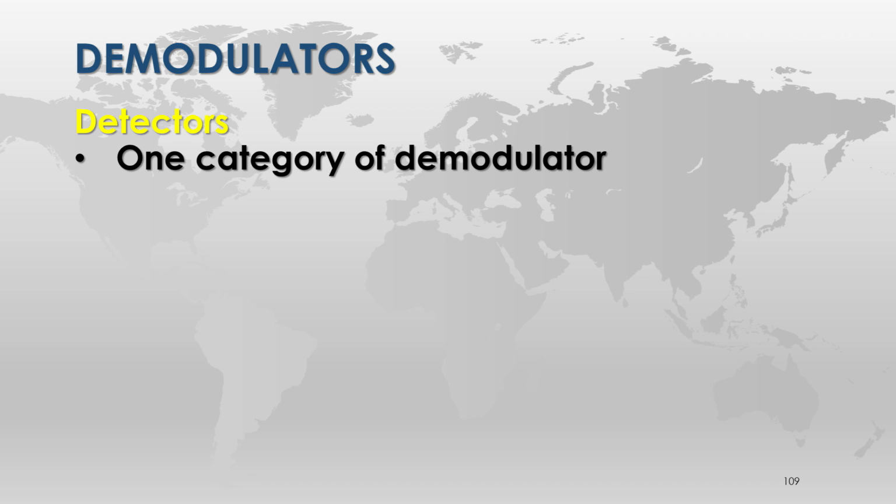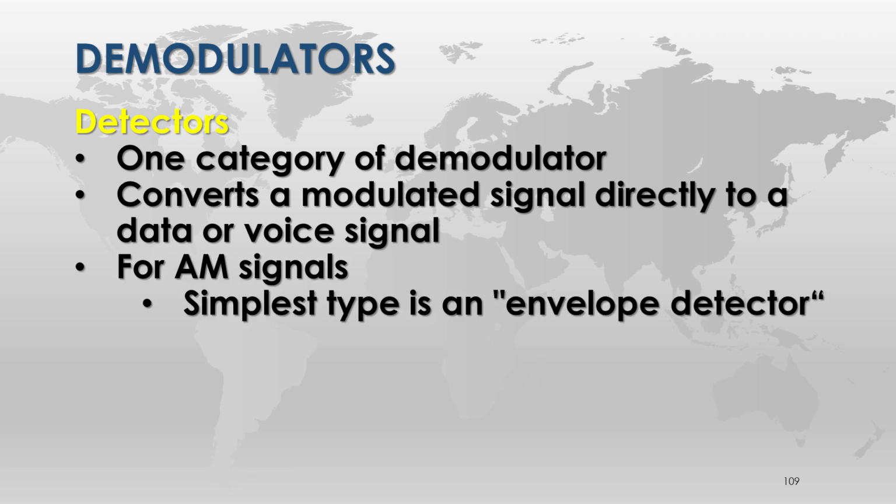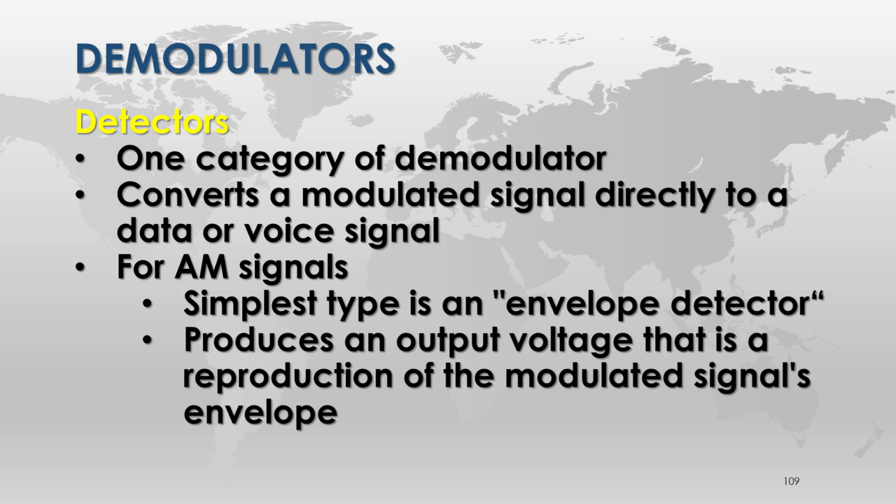Detectors, one category of the demodulator, convert a modulated signal directly to a data or voice signal. So a detector is a demodulator. It's for AM signals. The simplest type is an envelope detector. Produces an output voltage that is a reproduction of the modulated signal's envelope.